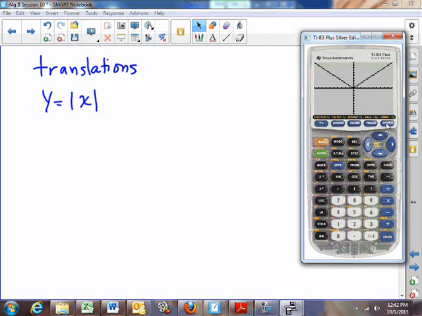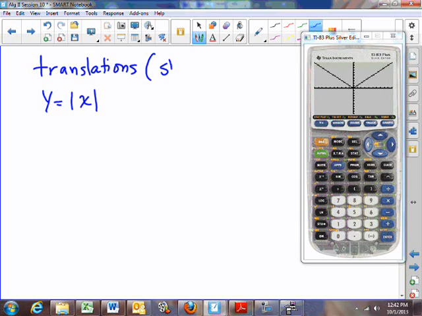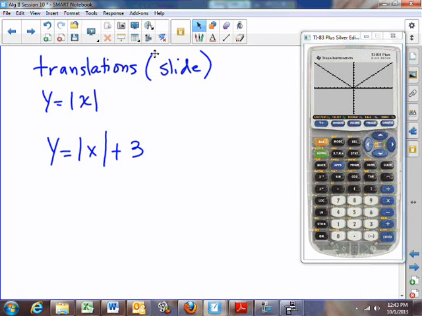Now, the word translate means to slide. So what we want to do is slide this graph. Now, watch this. If we were to take y equals the absolute value of x, and after we were finished, we would add 3, what that would mean is every y in this second function, let's make this function red, every y in the red function will be 3 units higher than the corresponding y in the blue function.